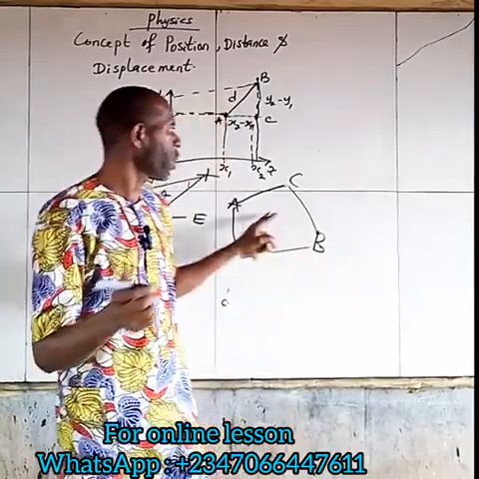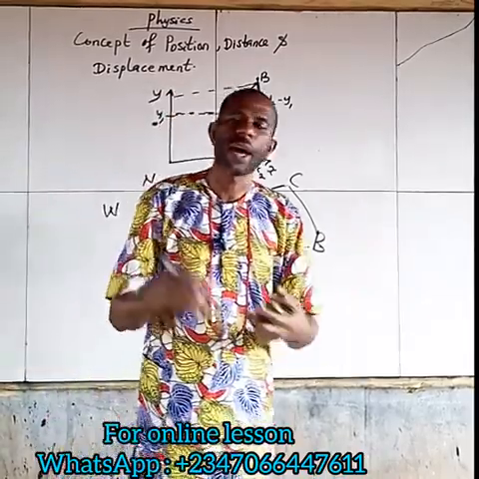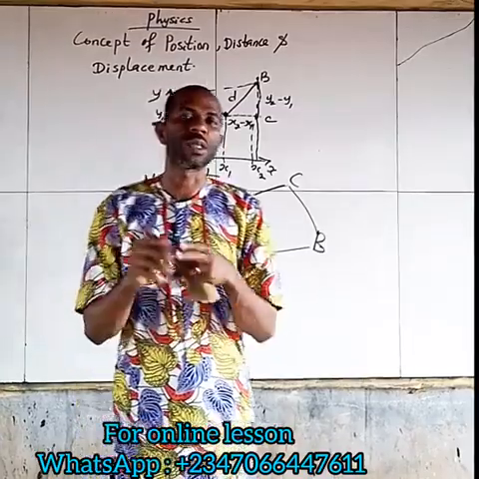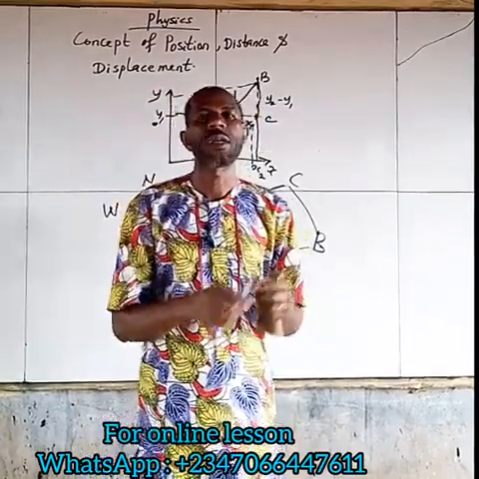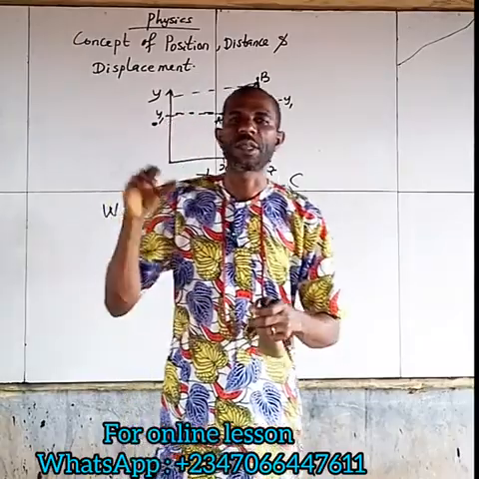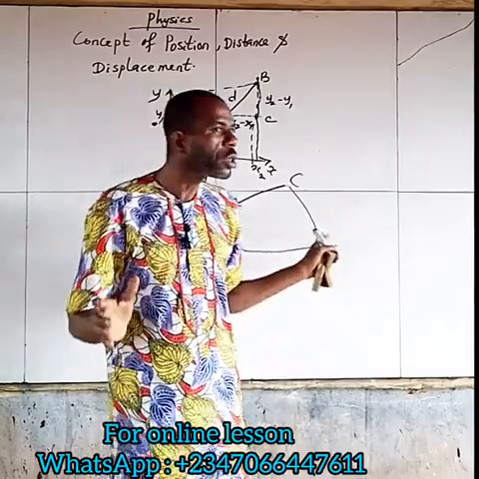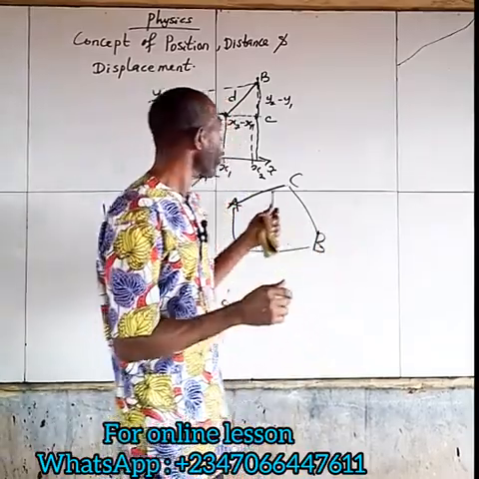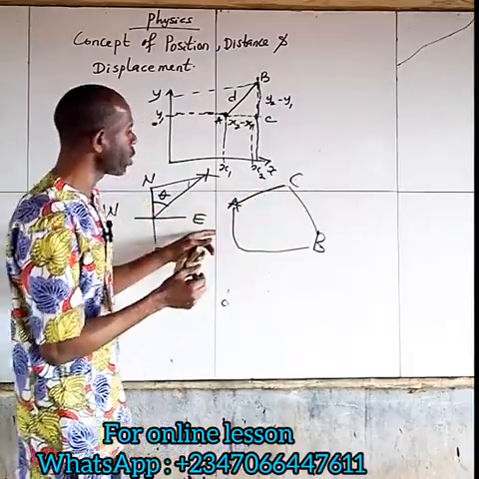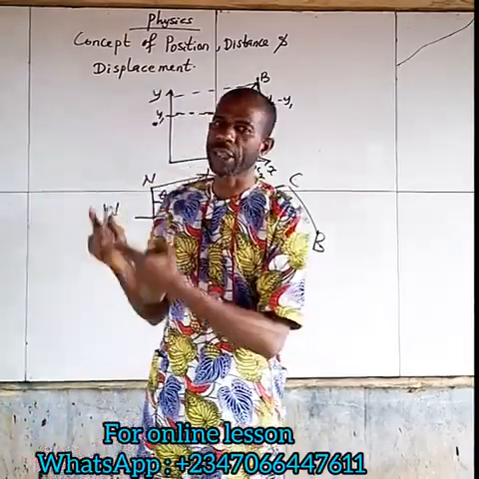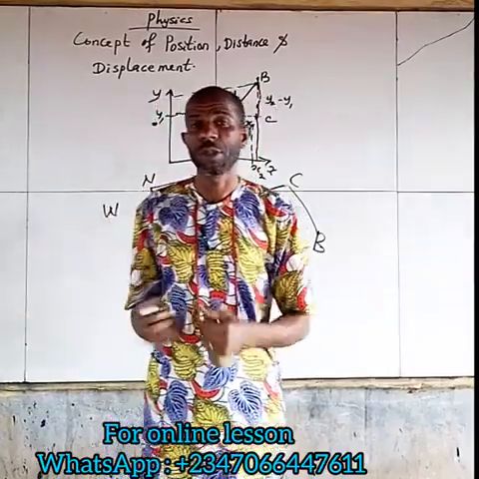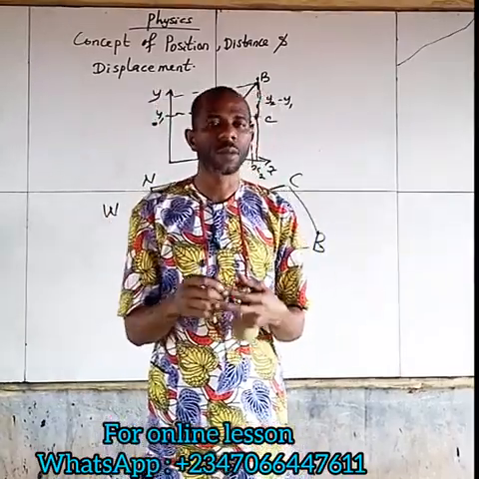And the unit of displacement is meter. Both distance and displacement have the same unit. The only difference between the two of them is that distance is a scalar. It has just value, which is the size, the magnitude, but no direction. Meanwhile, displacement has both magnitude and direction. So in that case, it's a vector quantity.